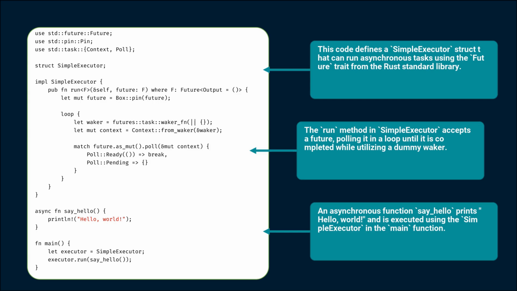Here we construct a context from the waker, allowing the future to be polled properly. Depending on the polling outcome, if the future is ready, the loop breaks. If it is still pending, the executor simply continues polling until progress is made. We also define a simple async function, say_hello, which prints a greeting when called. By calling the run method on our executor and passing it our async function, we effectively demonstrate how to execute an asynchronous task to completion, providing a foundational understanding of the executor component within the Rust async runtime.